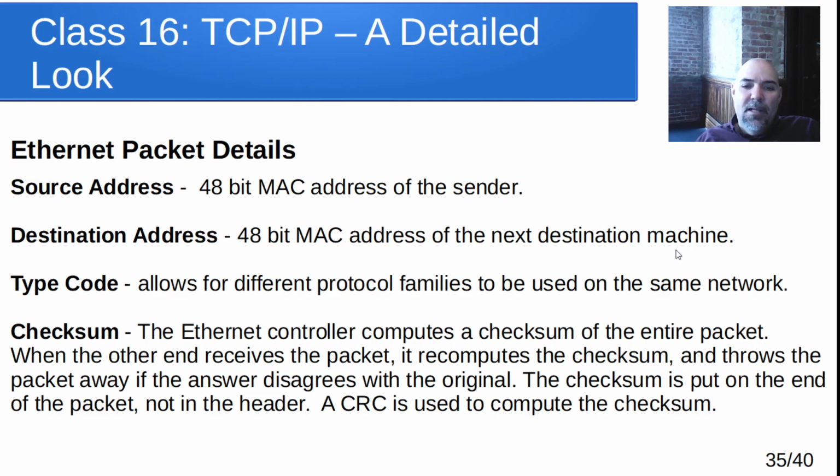And then the checksum. The Ethernet controller computes that for the entire packet. When the other end receives the packet, it recomputes again, and throws the packet away if the answer disagrees with the original. So the checksum is put on the end. It's a 32-bit checksum, and it's a CRC. We talked about those earlier in class. So it's pretty reliable with a 4-byte, 32-bit CRC. It's unlikely that you'll have corrupted packets get through. This is actually a much better checksum than the ones that are used in TCP and IP.